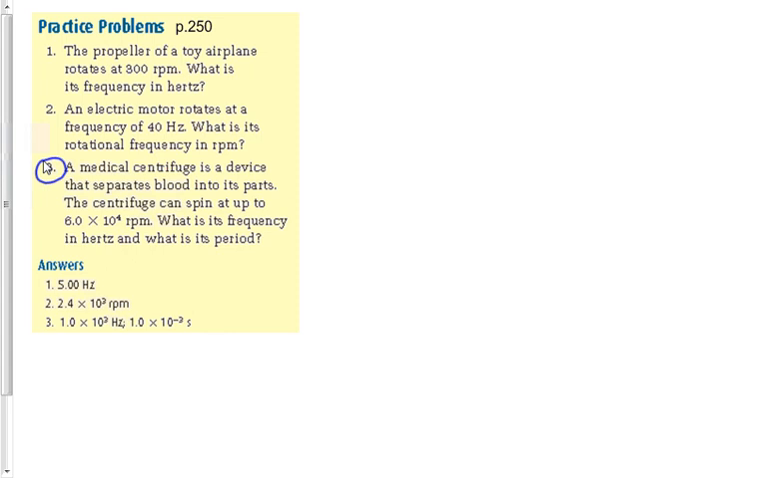Anyways, the centrifuge can spin at 6 times 10 to the 4, 60,000 revolutions per minute. We're going to circle that revolutions per minute because we know that we want hertz, and that's not hertz. We want to find the frequency in hertz, and we want to find the period. We know the frequency here is 60,000 revolutions per minute. We want revolutions per second. Jacob, how are we going to find that? Good. We're going to divide by 60.